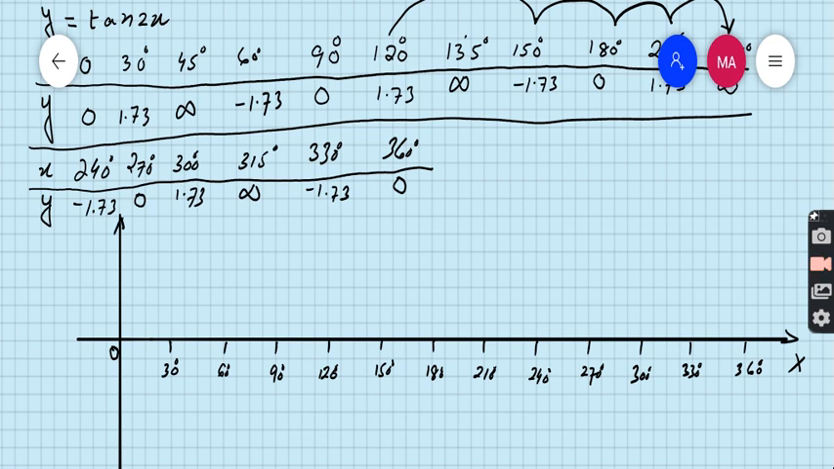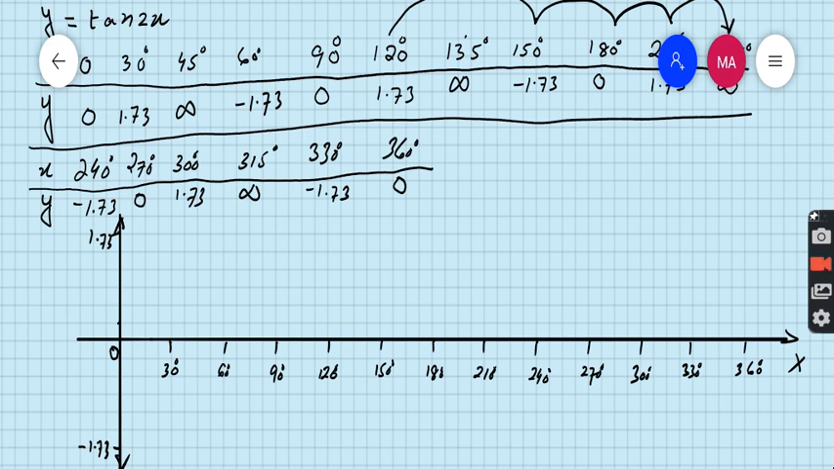The maximum value in the table is 1.73 and the minimum value in the table is minus 1.73. So if I take 1, 2, 3, 4, 5, 6 squares, these 6 squares represent 1.73. And these 6 squares represent minus 1.73.